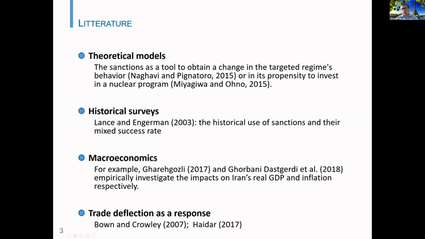And when we look at the literature on sanctions, of course, we have a series of contributions looking theoretically at whether or not the targeted regime will change depending on the sanction imposed. We have some historical surveys looking at whether sanctions have had an impact or not, and usually they document a mixed record for the sanctions. In the specific case of Iran, there have been a few studies looking at the effect of the sanctions on GDP and inflation rates. More recently, I should have added, there has also been a study looking at health issues related to the sanctions.